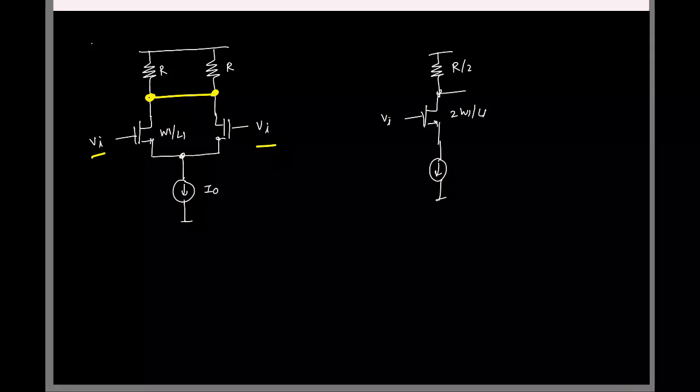What is my output? 0. Incremental output is 0, right? Because I'm biasing it with a constant current. What is the actual output, total V out? I mean, incrementally it is 0, but what is the total output here? I know, VDD minus I naught times R by 2. Right? So output is fixed to this value. Even if you change input, it's not going to change. So what is the common mode gain? 0. So CMRR is infinite. That's it.